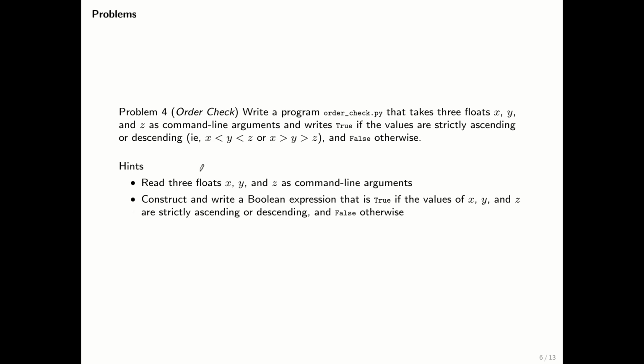Now x, y, and z are in strictly ascending order if x is less than y and y is less than z, and x, y, and z are in strictly descending order when x is greater than y and y is greater than z. So construct a suitable Boolean expression, and then simply write it out.